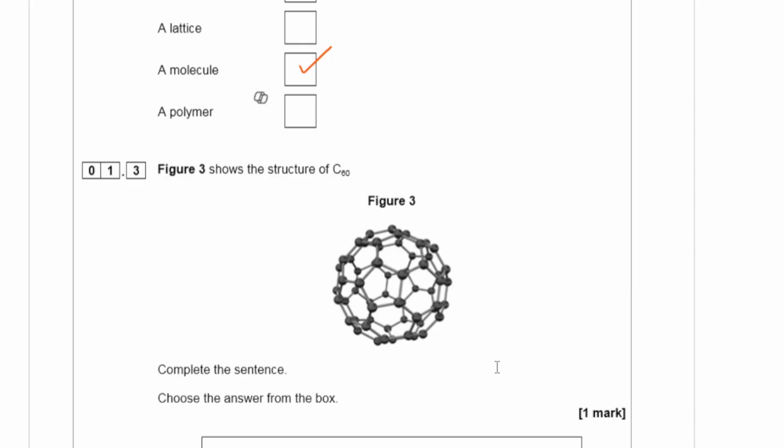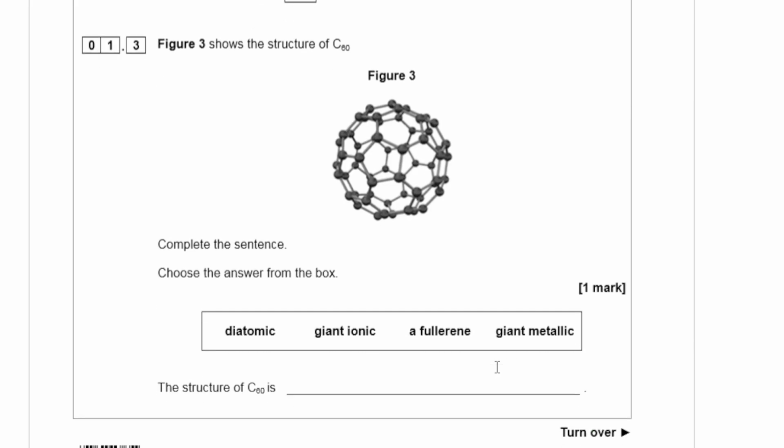Figure 3 shows the structure of C60. Now C60 looks like a ball. The structure of C60 is diatomic? No, it's not made up of 2 atoms. Giant ionic? No, carbon is not a metal. It's a non-metal. A fullerene? It is a fullerene. Giant metallic? It won't be giant metallic. It's what we call Buckminsterfullerene, or buckyballs in short.